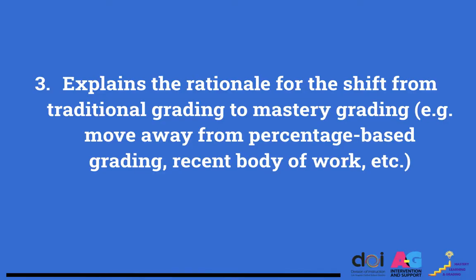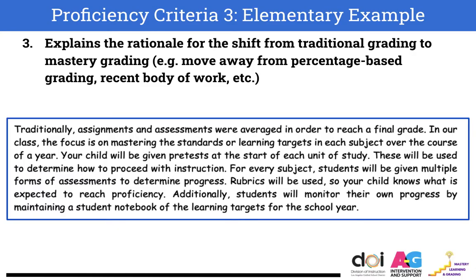Explains the rationale for the shift from traditional grading to mastery grading. In this example, the teacher has gone ahead and outlined that traditionally assignments and assessments were averaged in order to reach a final grade. But now the focus is on mastering the learning targets. That means that there will be a shift from traditional grading to mastery grading. The teacher states that for every subject, students will be given multiple forms of assessment to determine progress. Rubrics will also be used.